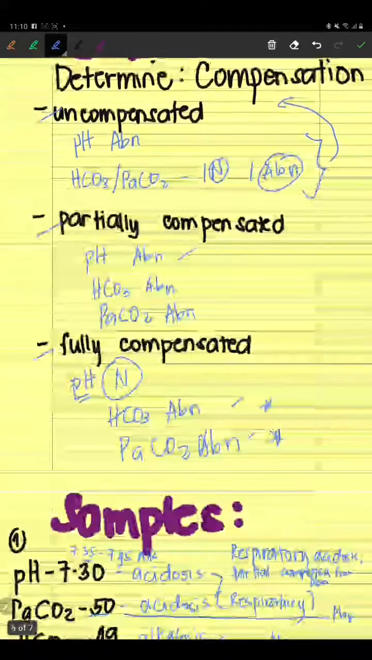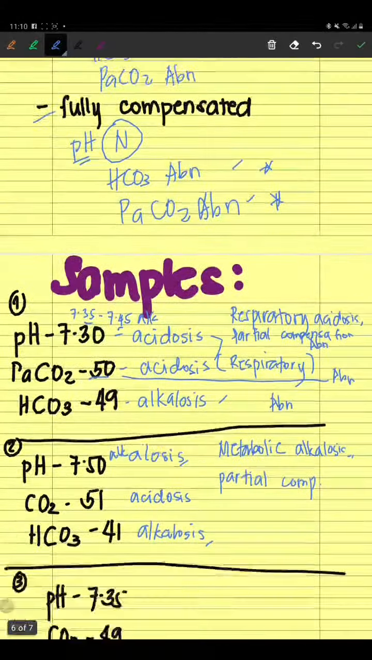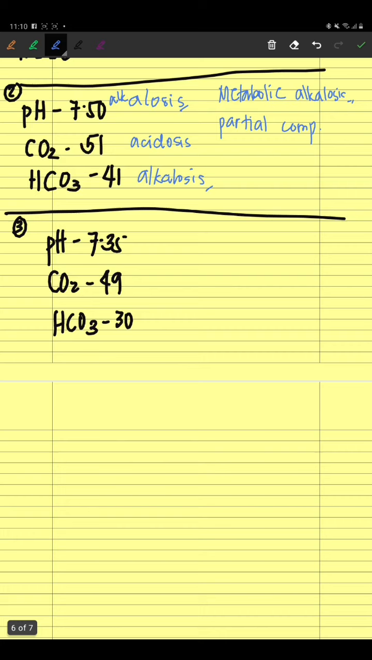Now, let's go to your last example for your fully compensated naman. So, in your fully compensated, 7.35 to 7.45, normal na yan, within the range. Carbon dioxide, 35 to 45 ang normal. So, it is more than, that is acidosis. Bicarbonate is 30, 22 to 26, more than 26 is alkalosis. So, ma'am, how will we now determine whether it should be respiratory or metabolic in nature, or acidosis ba siya or alkalosis?